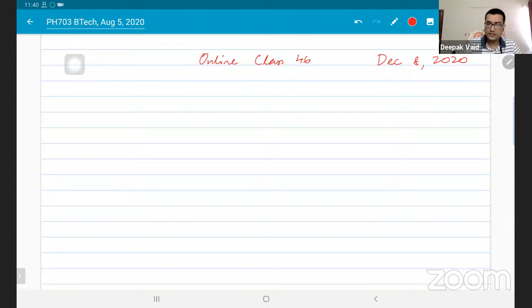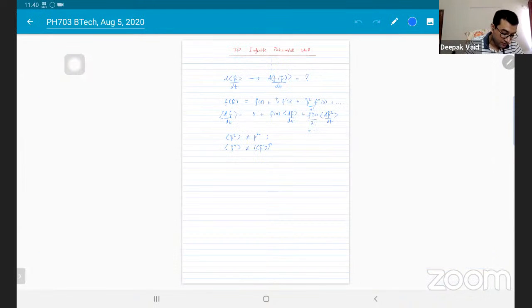So I just wanted to mention that in the quiz, many people, when I had given you this one problem, an comma a dagger, to calculate this.